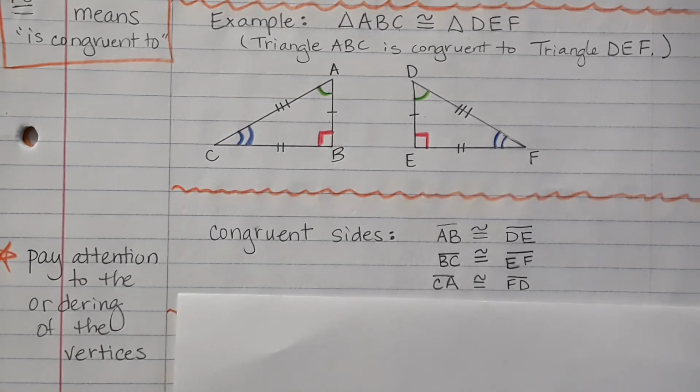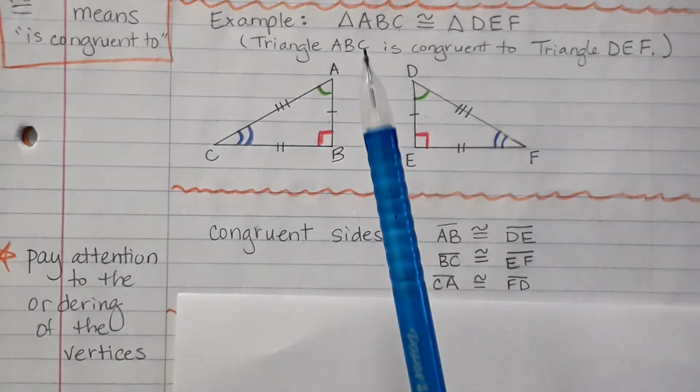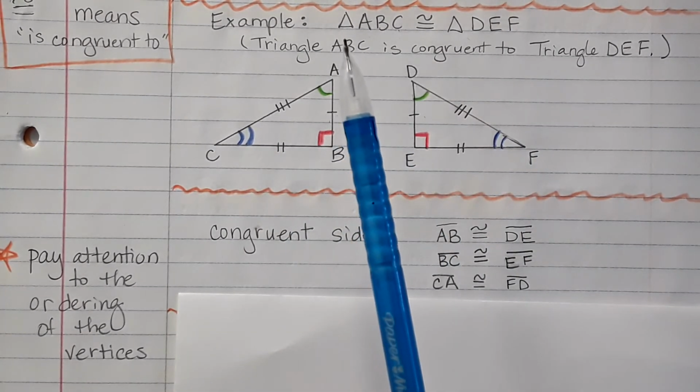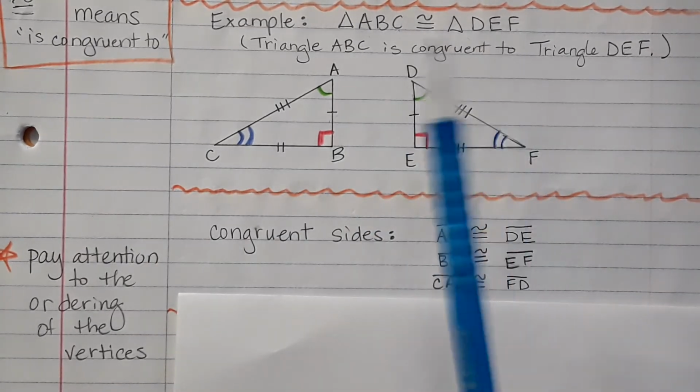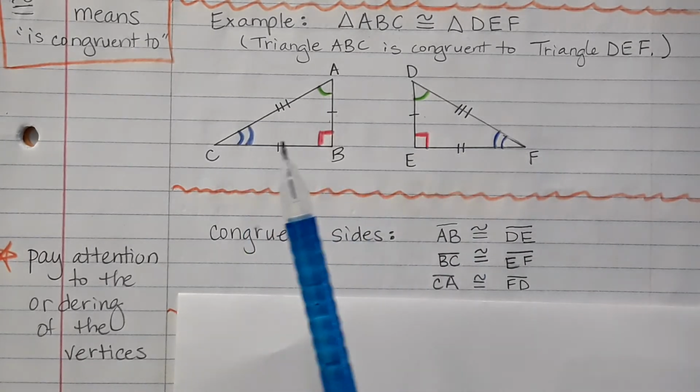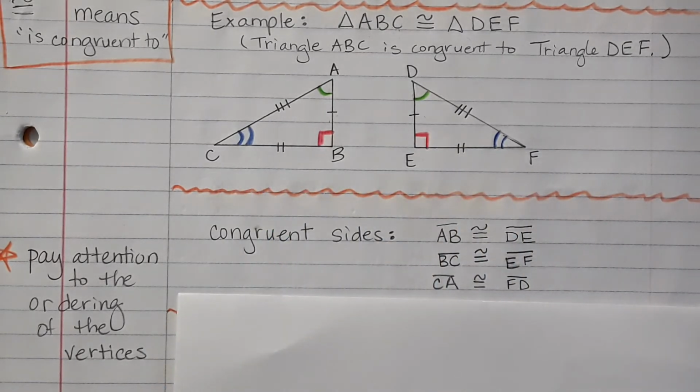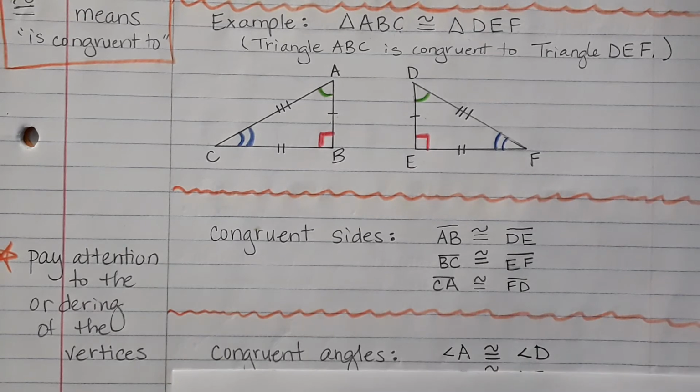Those are congruent. So if you would just have the name of the triangle, triangle ABC and triangle DEF, you can look at the ordering. If you have a picture, you can look to match up the tick marks. Let's look at congruent angles.